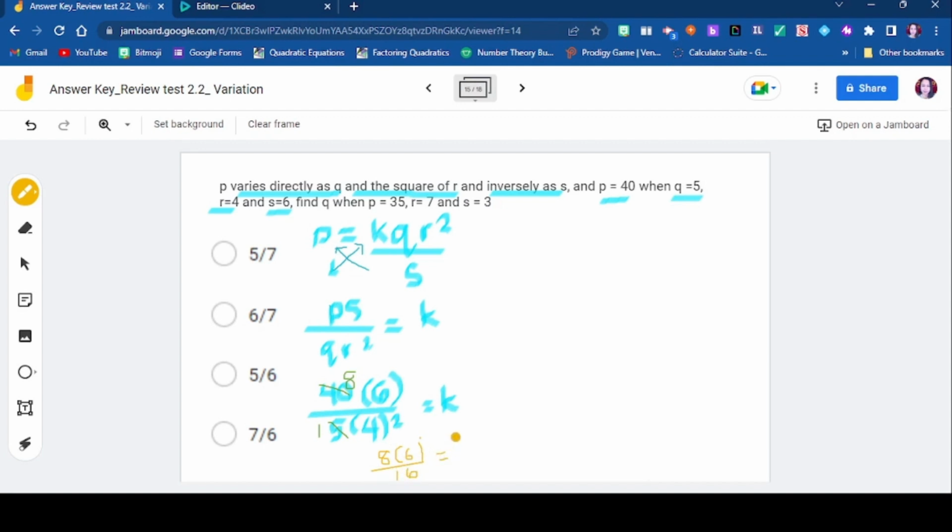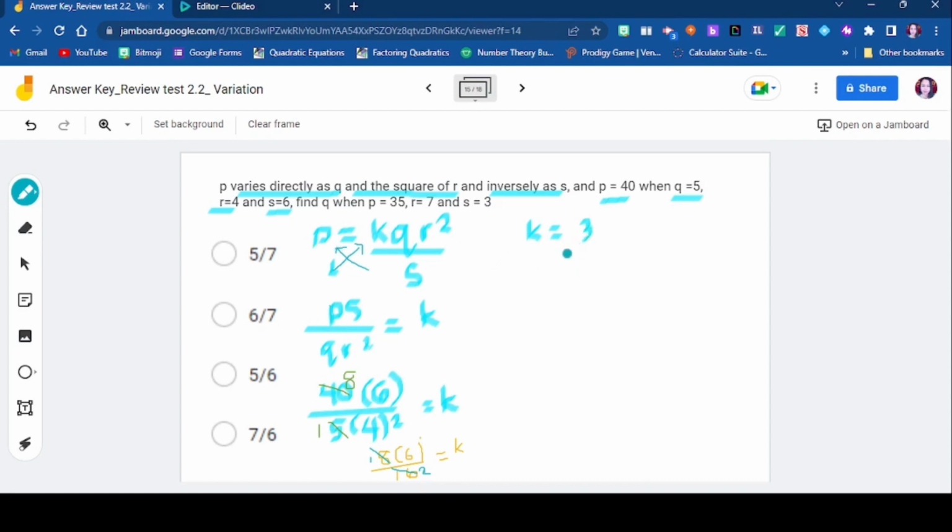Is equals to K. Now, let us apply again the divisibility. So, I rewrite them for you to check properly. So, 8 and 16 are divisible to each other by 8. So, this will become 1 and 16 will become, rather 2, sorry. 16 divided by 8 is 2. Then we have 6 divided by 2 is equals to 3. So therefore, our K is equals to 3.